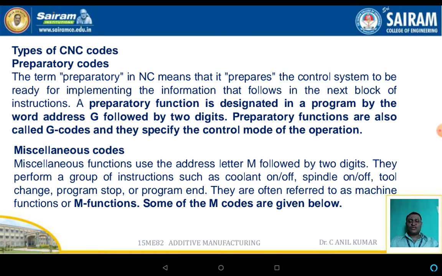The miscellaneous codes are the codes addressed by the letter M followed by two digits. They perform a group of instructions like coolant off or on, spindle off or spindle on, tool change, program stop, or program end. These are often referred to as M functions. Some of the M codes are listed in the next slides.